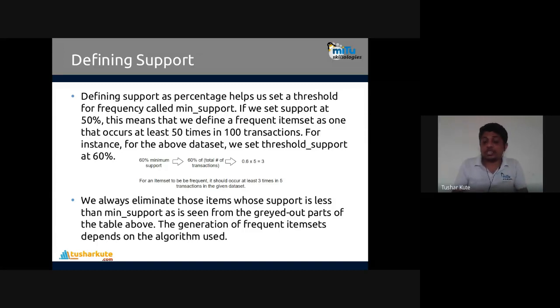Whose support is less than minimum support, if it's less than that, then don't consider it. Remember, that is the requirement of data analysis. As seen from the grayed out part of the table above, the generation of frequent items depends on the algorithm used. Multiple algorithms are used to generate the rules. How to generate that, we will see with the algorithms.